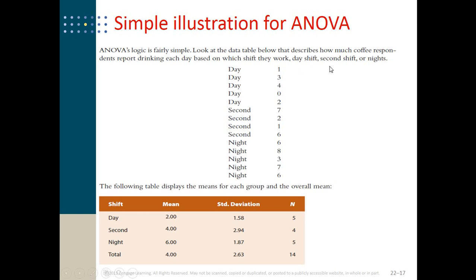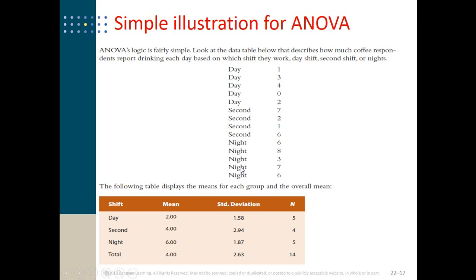Here is a coffee consumption response for 3 shifts: day shift, second shift, and night shift. So you have 5 observations in day shift, 4 observations in second shift, and 5 observations in night shift. So basically you have 3 groups: day, second, and night. So you want to find out if average coffee consumption is different between day and second shift, or second shift and night shift.